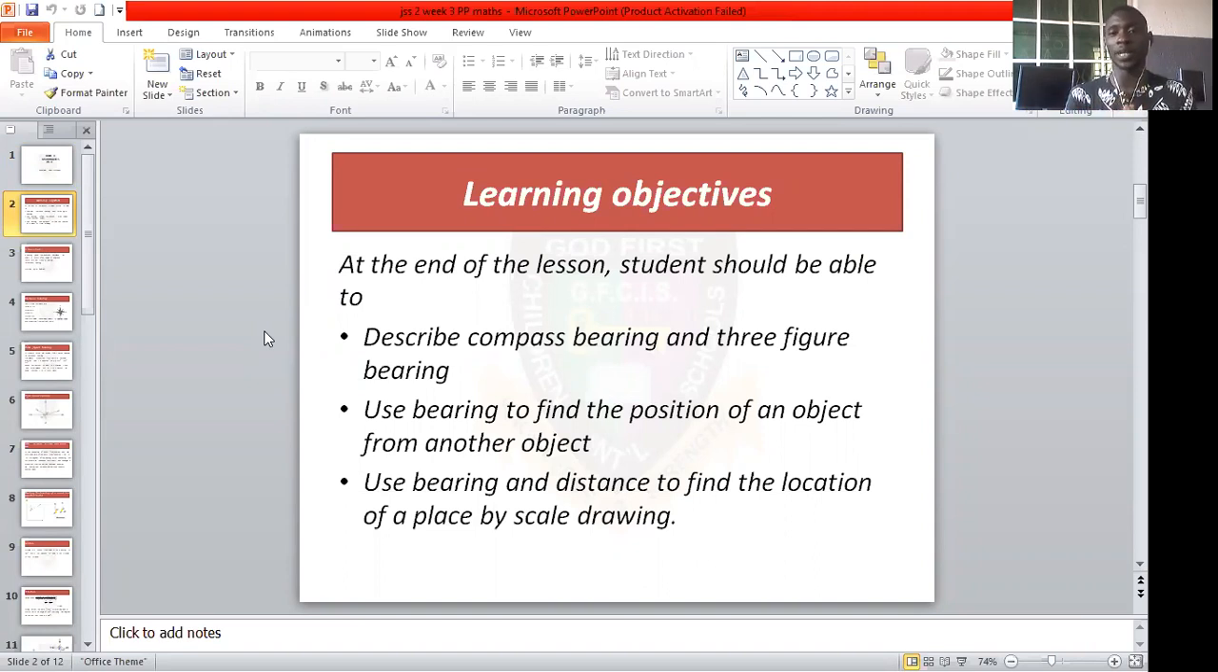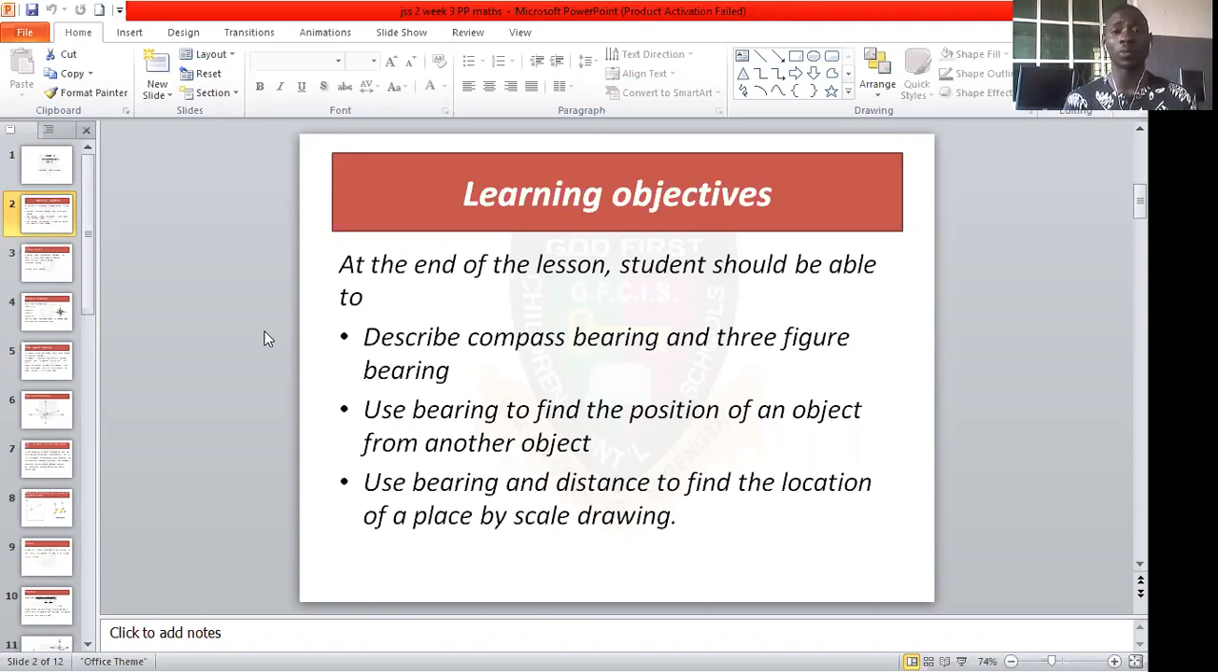We have 4 cardinal points: north, south, east, and west. Although we have some cardinal points between these major poles, like between north and east, there's a northeast. Between south and east, there's a southeast, and thereabout. And we have 3-figure bearing. Number 2 says, using bearing to find the position of an object from another object. Number 3 says, using bearing and distance to find the location of a place by scale drawing.